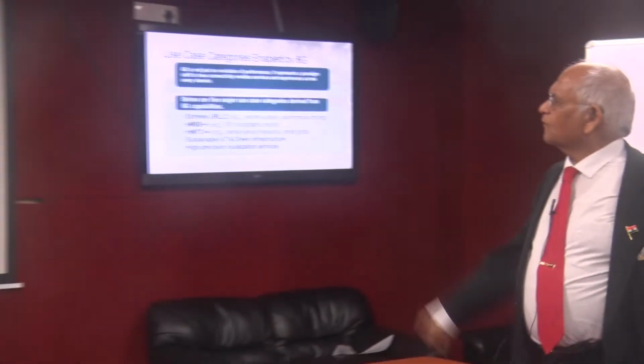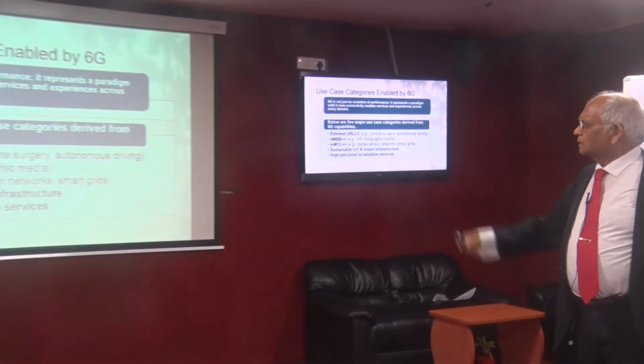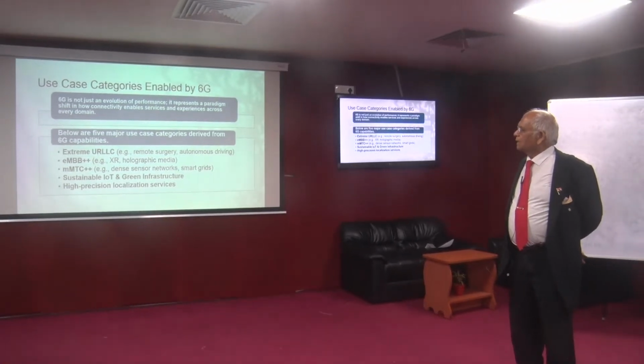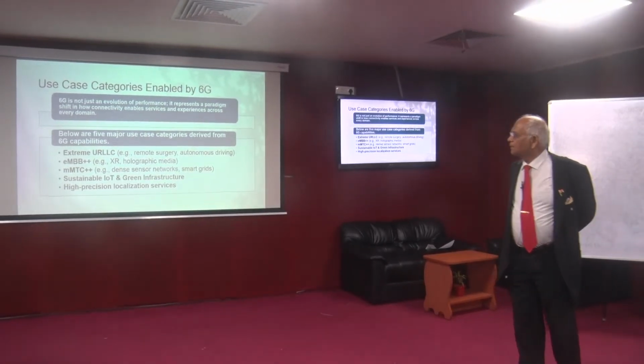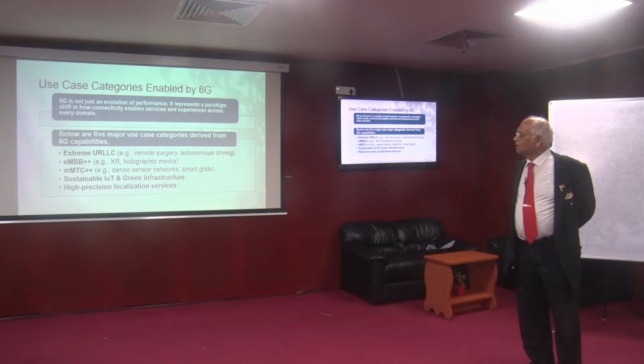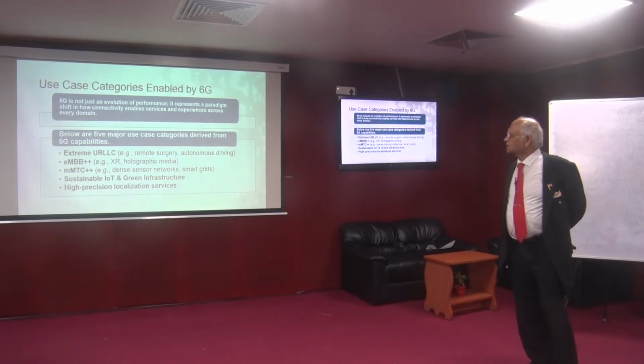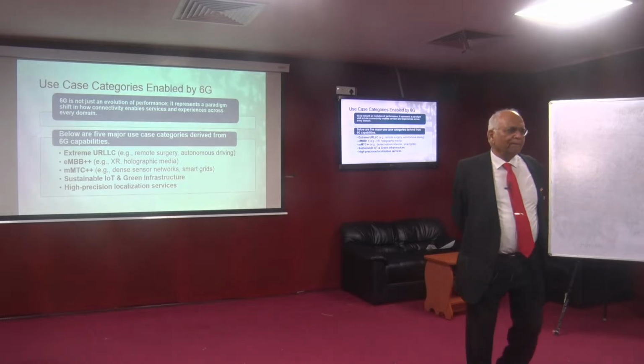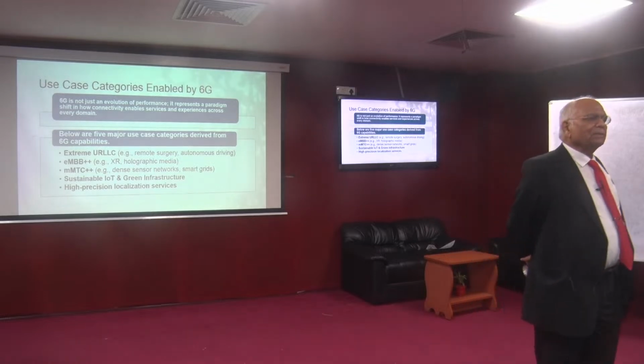So below are 5 major categories: extreme URLLC, then eMBB plus, mMTC plus, sustainable IoT and green infrastructure, high precision localization services. I think all of you are familiar with the terms like eMBB.